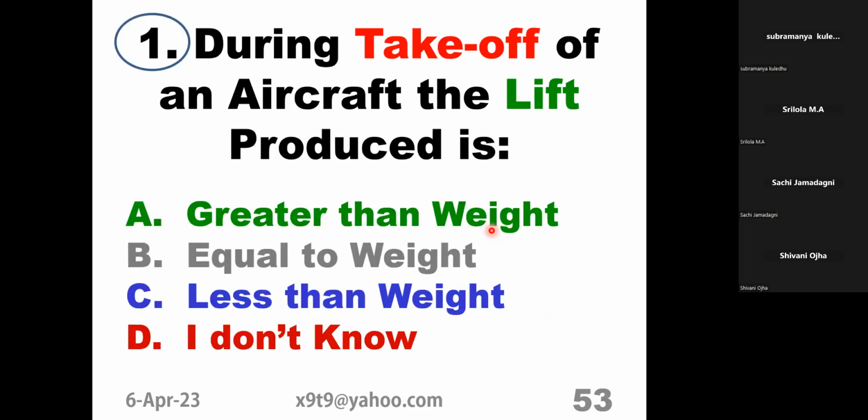Now I gave this one from aeronautical, for aviation. During takeoff of an aircraft, the lift produced is greater than weight, equal to weight, less than weight, I don't know. It's less than weight. See, lift is the upward force acting on the aircraft, an aerodynamic force. Weight always acts vertically downward.